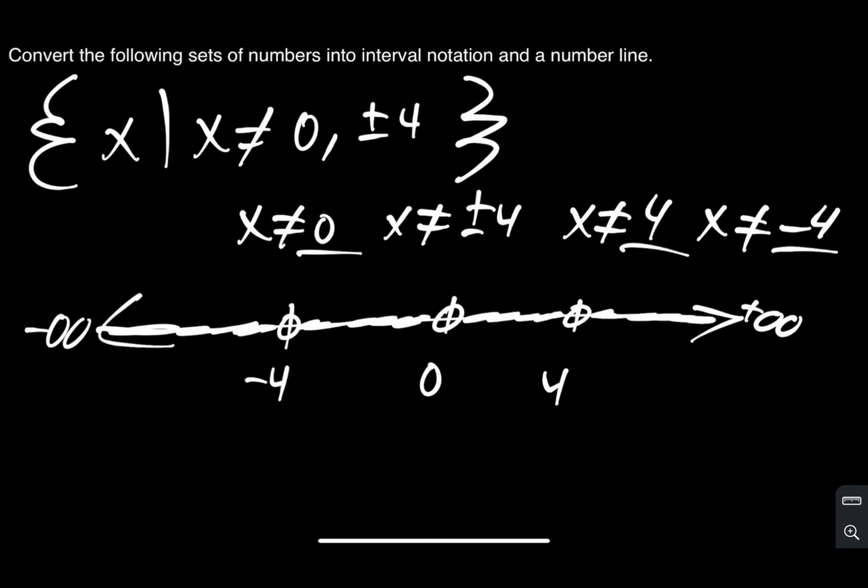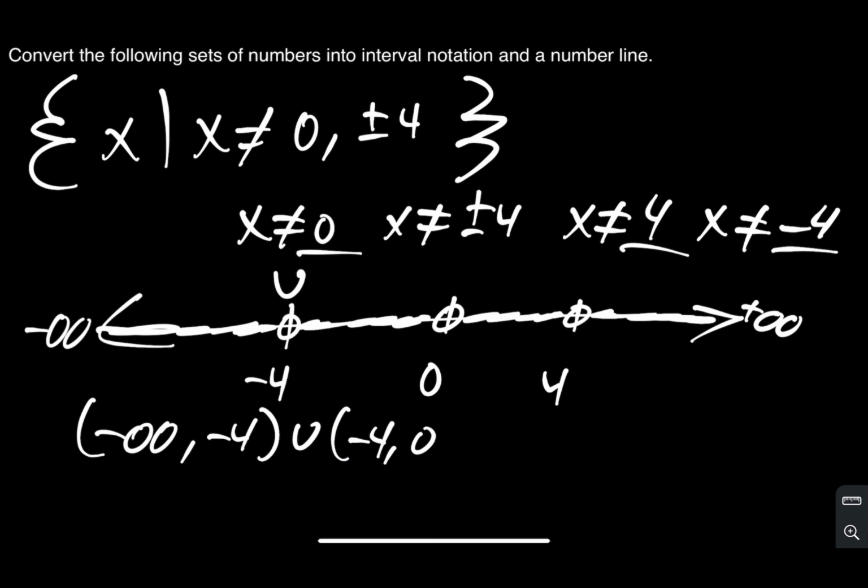So our interval is going to be negative infinity, comma, negative 4. Infinities always have a parentheses. Anytime we have a hollow point, we use a parentheses. And we have a gap, so we need to use a union symbol. Then we have negative 4 to 0. Negative 4 has a hollow point, so that's a parentheses. And 0 also has a hollow point, so that's a parentheses.